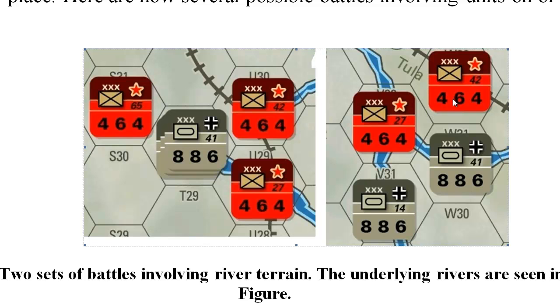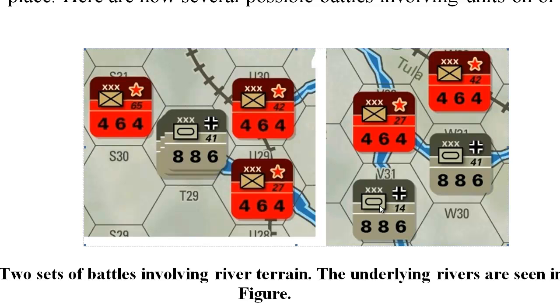This would be a 4 to 8 or 1 to 2. What about this Russian unit? This Russian unit is on an intersection of two rivers. So this Russian unit, if it attacks this German unit, is on a river square of the same river, namely the river that flows along the map through V31 into V32, but it's also on the river square of a different river, namely the river that starts at the top of the figure and flows down and heads off towards the right side of the figure. And therefore, from the perspective of this Russian unit, this German unit is doubled.